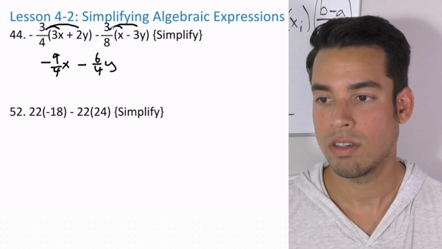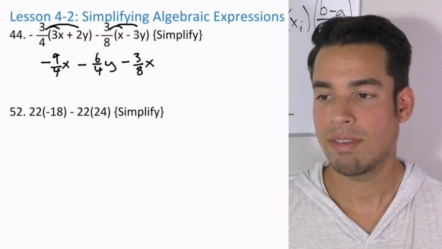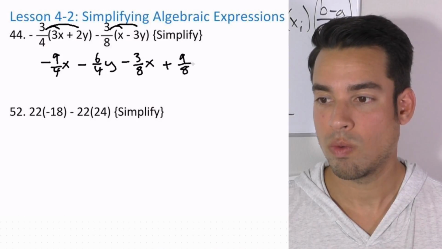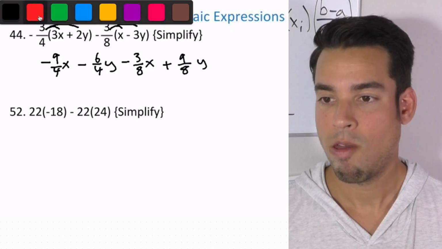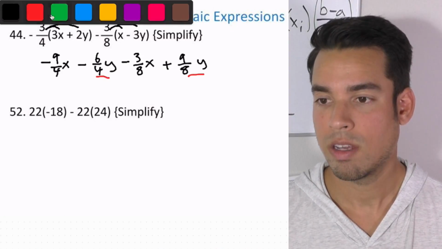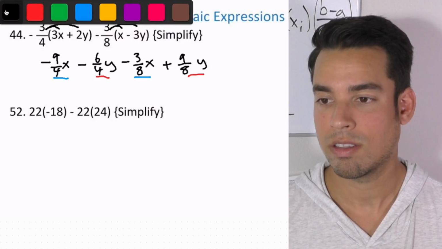-3/8 x, right? Same thing, we're distributing this, and it's a negative, so again a negative and a negative cancel out to become positive, plus 9/8 y. So look what we have here. We've got some like terms here and here because those are both y's, and we've got some like terms here and here which are both x's.